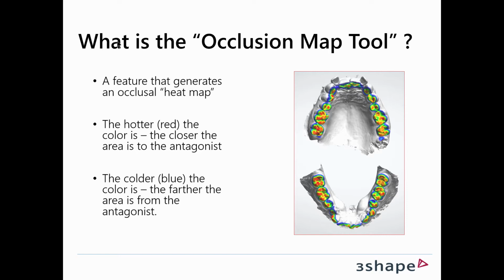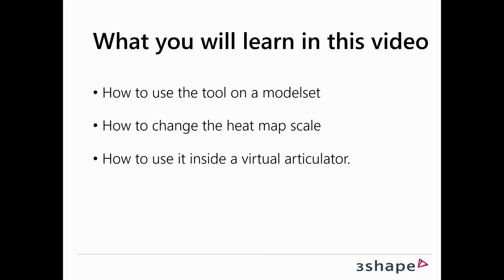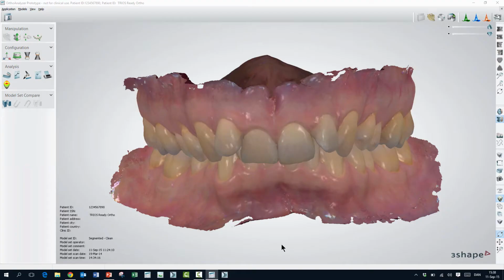that antagonist. So what you'll learn in this video is how to use the tool on a model set, how to change the heat map scale, and also how to use it inside a virtual articulator. Let's have a look at it.